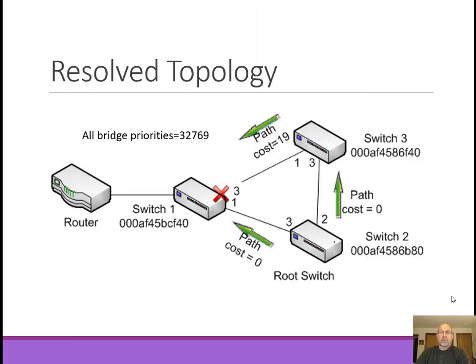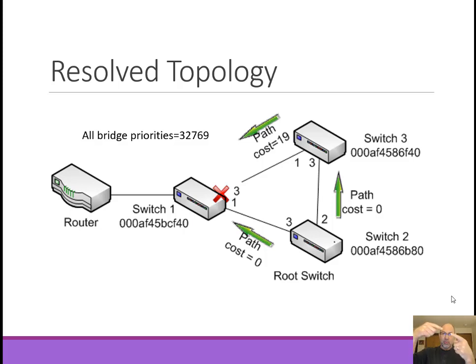Here's an example of a resolved topology. In this case, the root switch is in the bottom right. It is the root switch because if we assume that all of the switches have the same priority of 32,769, then that MAC address is the lowest MAC address. And so the path cost coming from switch 2, they'll both be zeros going up there. And then switch 1 and switch 3 would compare their two BPDUs.